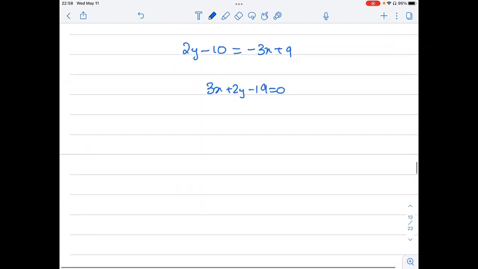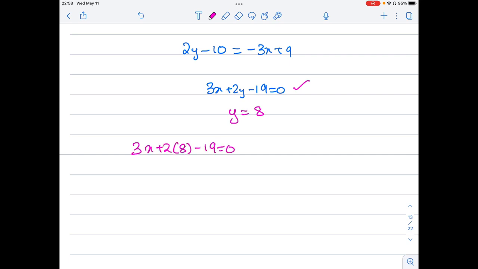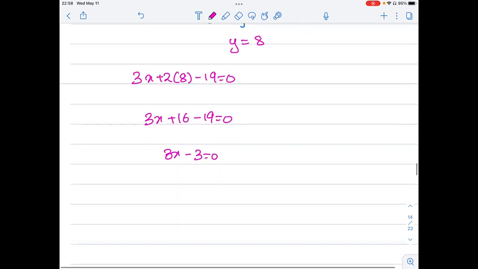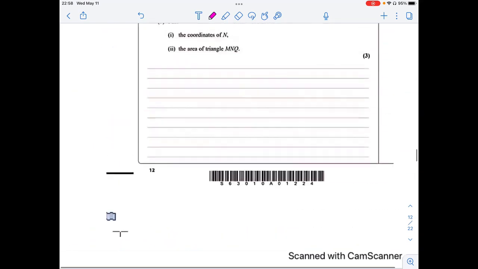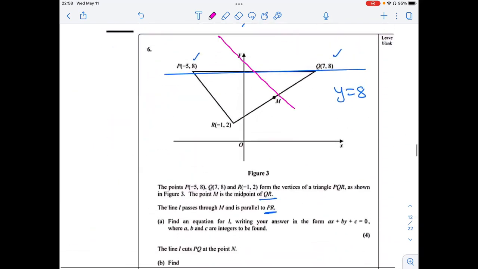Now the line equation, just now we got it as 3x plus 2y minus 19 equals 0, and y equals 8. Plug in over there. 3x plus 2 times 8 minus 19 equals 0. So 3x plus 16 minus 19 equals 0. 3x minus 3 equals 0. 3x equals 3, x equals 1. So what is going to be the coordinate of N? N is 1 comma 8. So basically it is a line parallel to PR passing through N, and it goes to 1 comma 8.